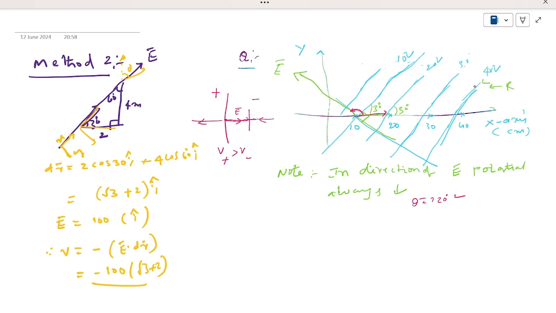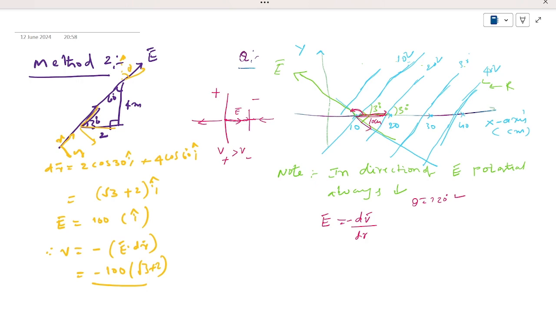To find the field, I already know the formula: E is equal to negative gradient, dV by dr. That means V is equal to E dot dr. E dot dr means this dr is parallel or at some angle, not perpendicular, right? So now this dr value, 10 centimeter, is resolved into the electric field direction.